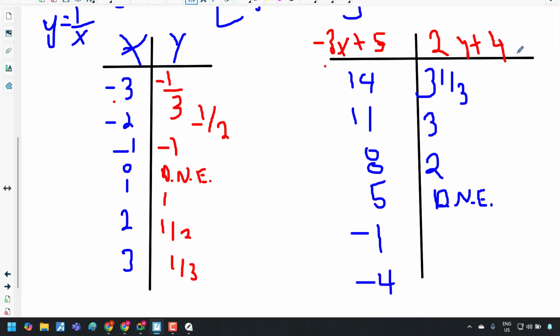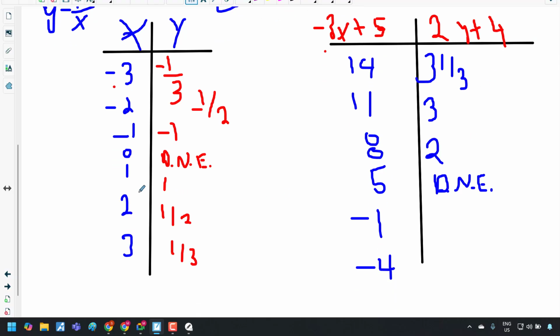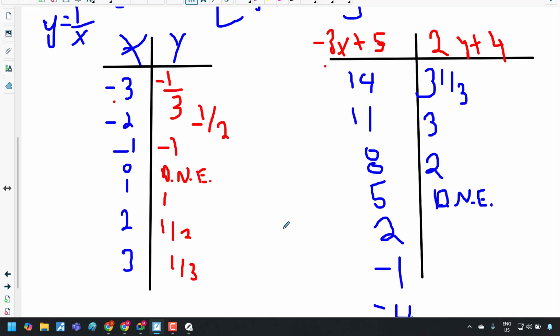We have when you're plugging in 1. Wait, did I miss something? Apologies. Oh, I forgot to put 1 in here, right? Sorry, I forgot 1. So plug in 1 here. That's -3, that's 2. And you can see a pattern. It's going down by 3s. See that, right? So there you go.